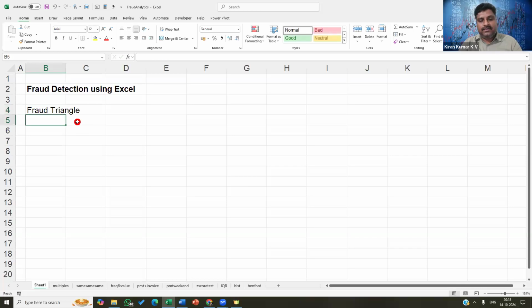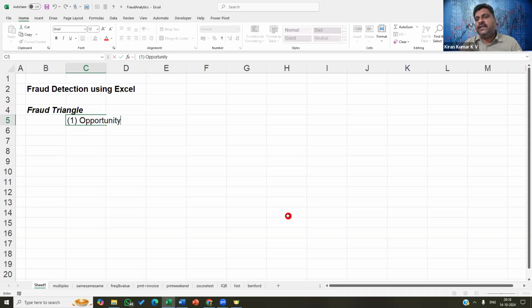Why would anybody conduct fraud? For that we say that there are three aspects that must be present for a fraud to happen. Starting with, there must be an opportunity. It could be an employee, it could be a manager who is in a position to conduct a fraud. Maybe he's in the position of handling cash, approving a certain invoice, or vendor selection. It could be in any which way. He must have an opportunity.